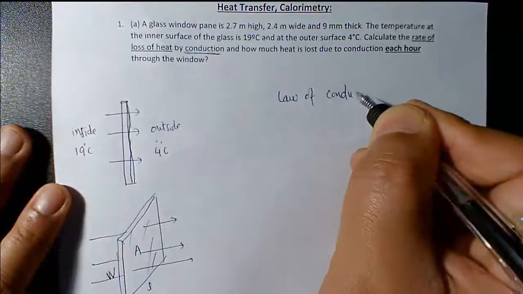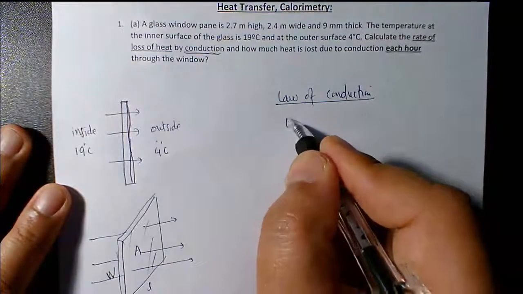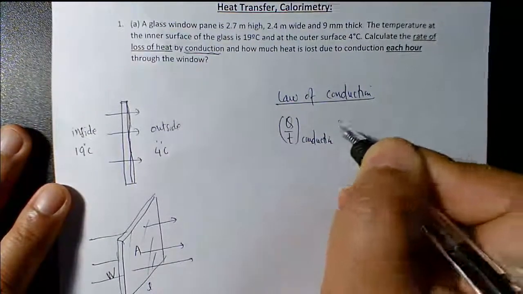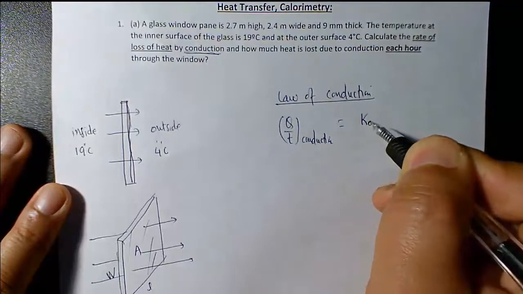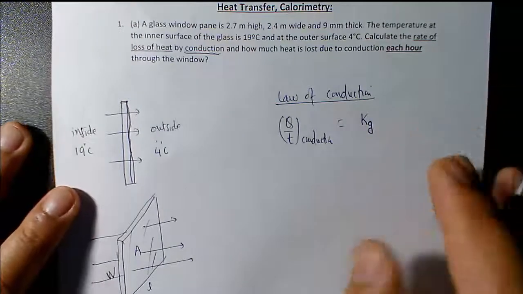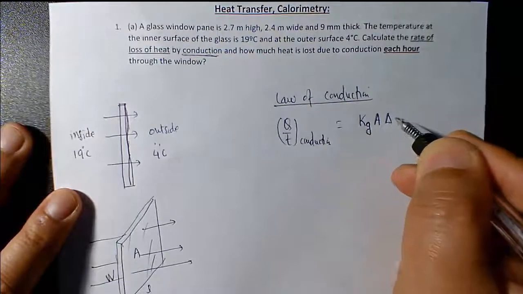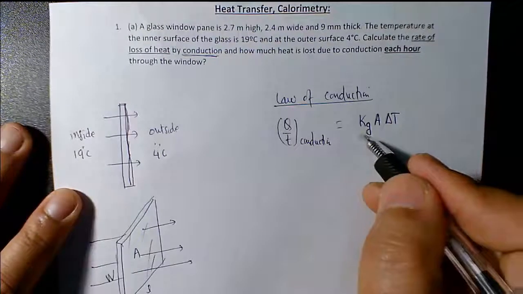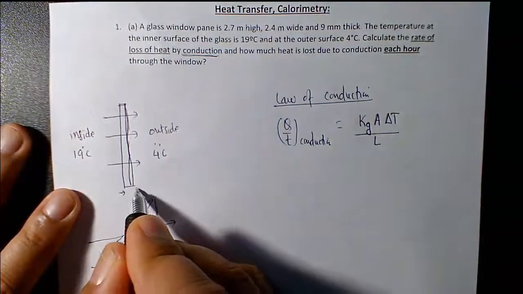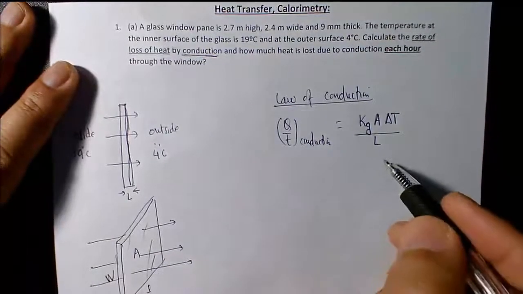The conduction law is given by Q over T through conduction depends on K of G. This is the thermal conductivity of the glass, which you can find from the reference table, and area of cross section, and delta T is the change in temperature between inside and outside, divided by L. L means the thickness here. L represents the thickness of the given material in conduction, right?